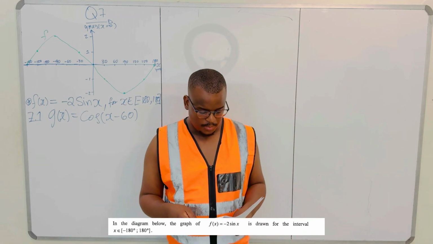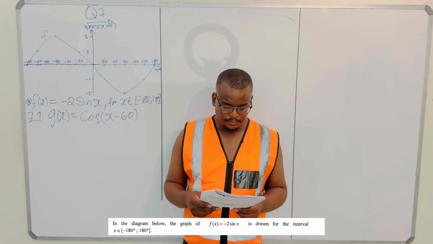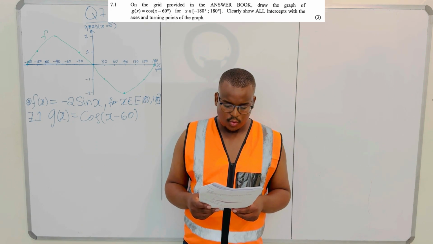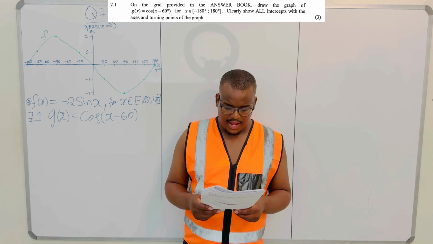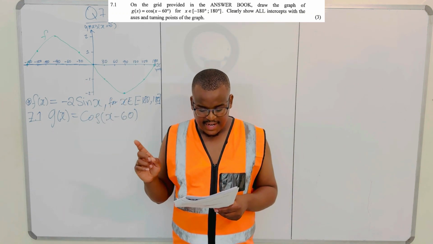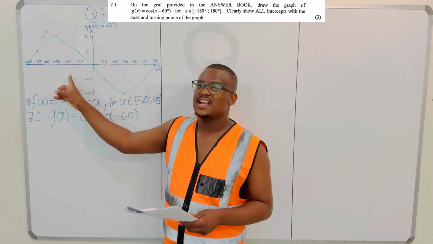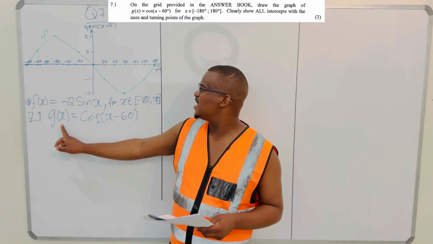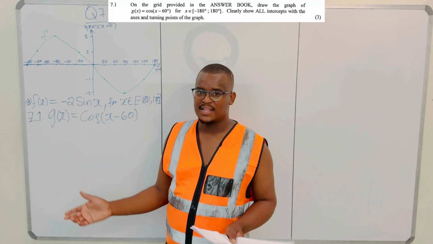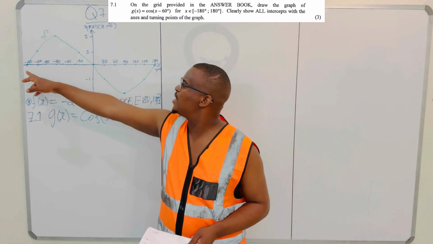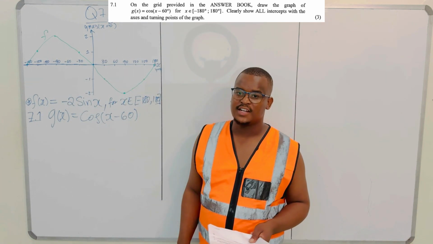Straightforward, not a problem. They are saying now, on the grid provided in the answer book, draw the graph of g defined by g of x is equal to cos(x minus 60 degrees) for the same interval as this one. So they are saying, on the same Cartesian plane as this one, draw this function on the same interval. That's what they are saying you should do. So we'll plot this function on the same interval, which is minus 180 degrees to positive 180 degrees.